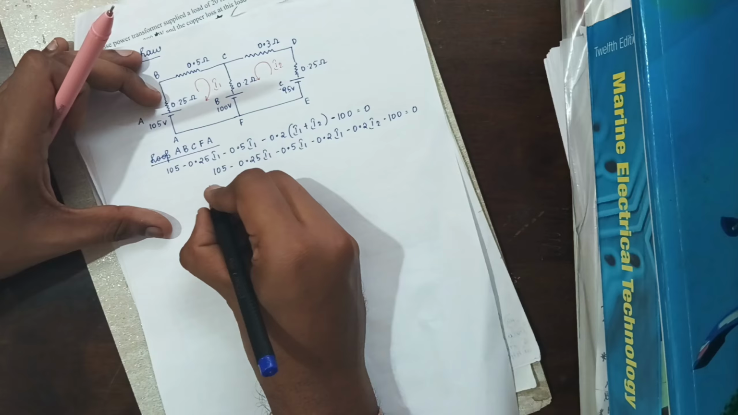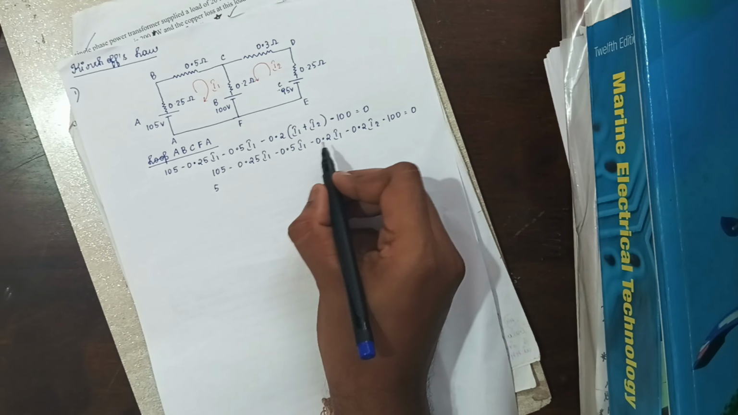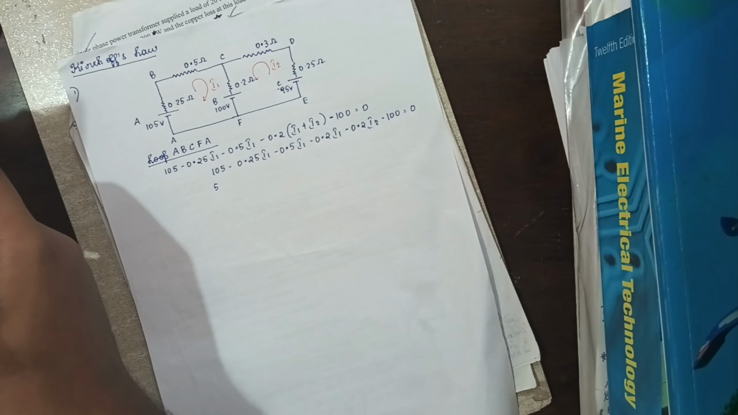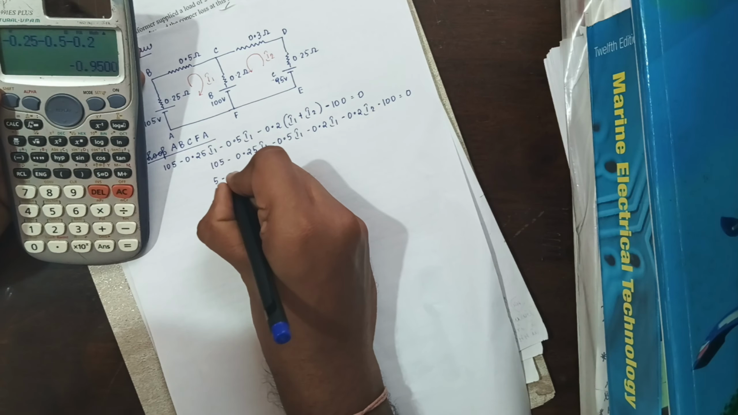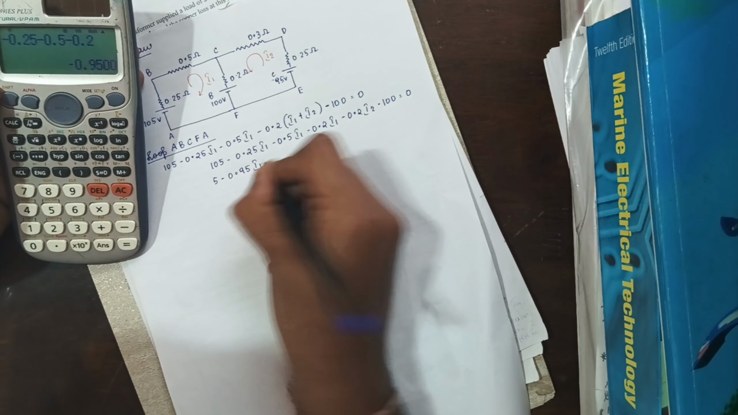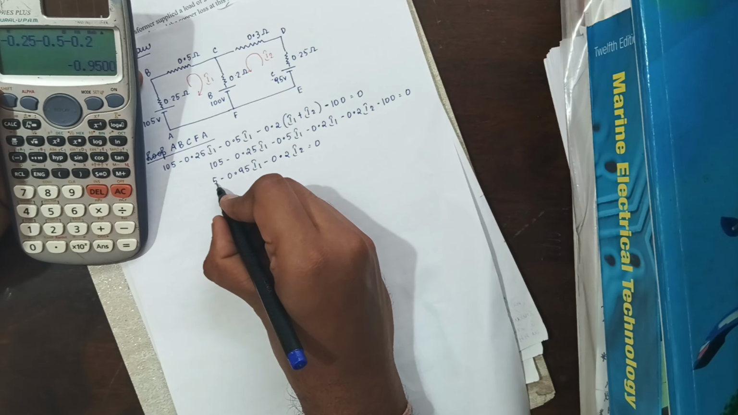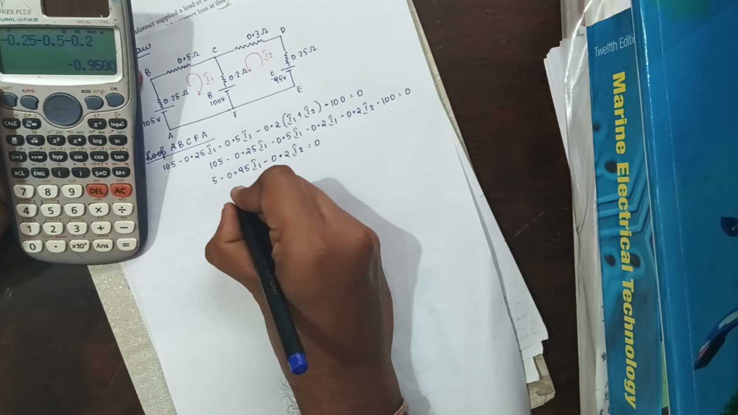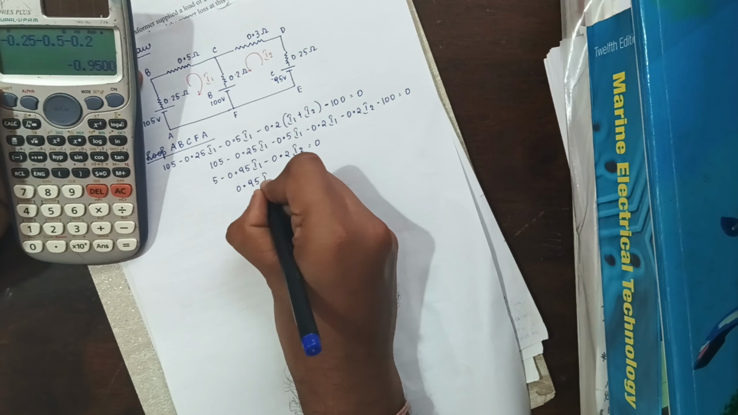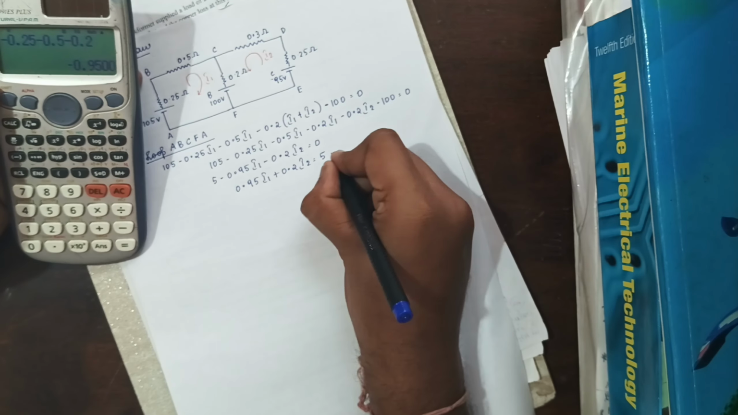Now 105 minus 100 is equal to 5. Next, minus 0.25 minus 0.5 minus 0.2 I1, that will be minus 0.95 I1. Minus 0.2 I2 is equal to 0. Let's take 0.95 I1 and 0.2 I2 to that side. So that will be 0.95 I1 plus 0.2 I2 is equal to 5. This is the first equation.